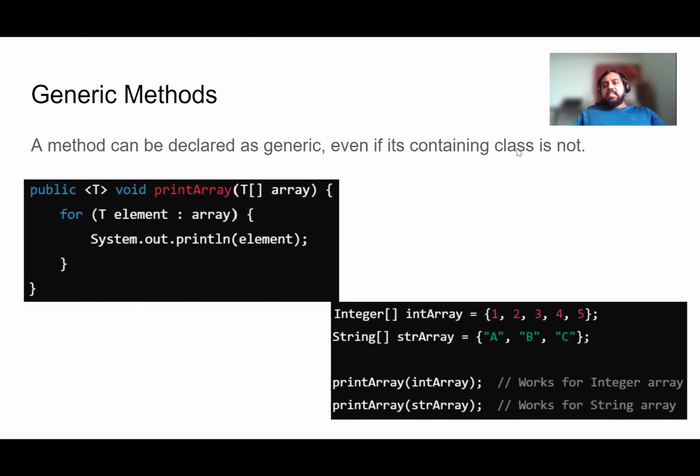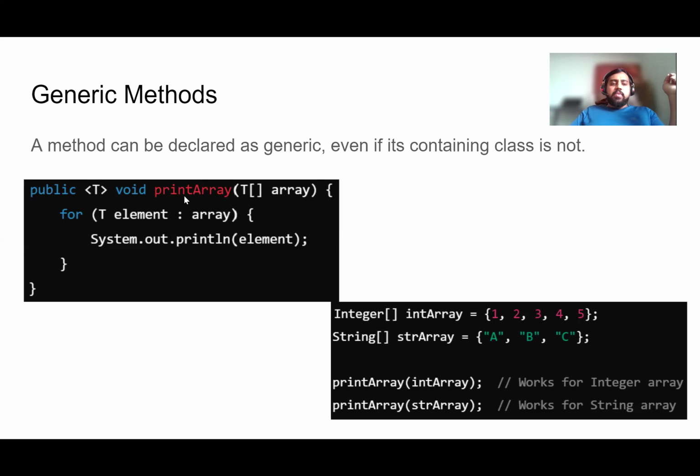So these generics are not only limited to classes, we can also define them in methods. Even though at the class level we didn't define it, at a method level we can define the types. A method can also be declared as generic, even if the class containing it does not have any generic, but the method can have any generic.